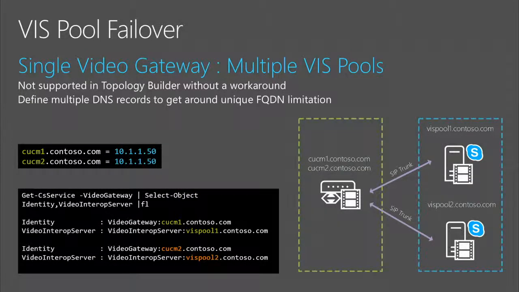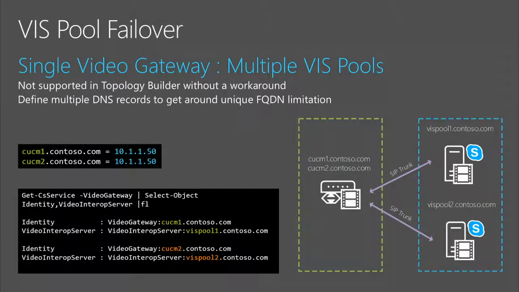If you want to do the opposite, where you've just got one video gateway, one CUCM environment, but you want pool redundancy, so you have 2 Viz pools, in Topology Builder you can't do that normally. Anyone who's tried to do some of the stuff in the audio world in Link previously should be familiar with the fact that you can't have non-unique FQDNs in Topology Builder. If you set an FQDN and then go to create another one with the same name, you get that big red box with the star that says this name is not unique in the topology.